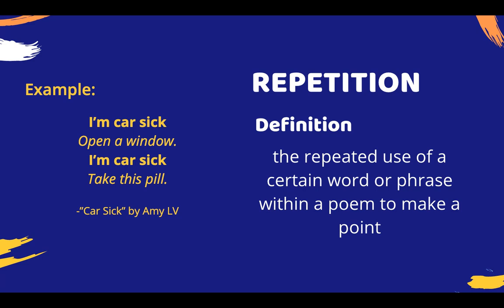And the example you have here says, I'm carsick, open a window. I'm carsick, take this pill. And it's the poem Carsick by Amy L.V. And the repeated phrase here is, I'm carsick. Obviously, in this part, it's to emphasize that the person speaking, the speaker, is carsick. And then every other line is kind of like a recommendation that they're getting by somebody to help them get rid of their carsickness.